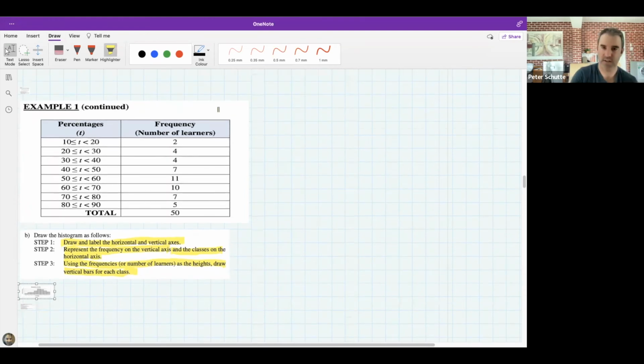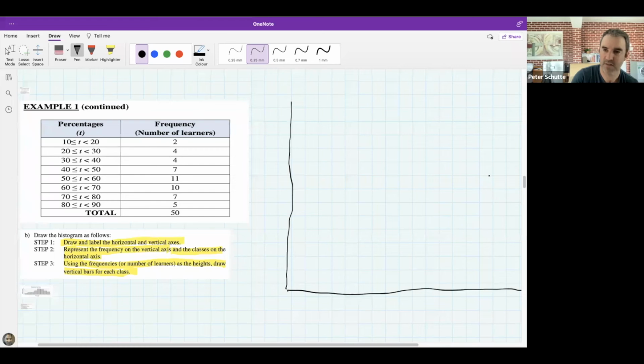So step one should always be basically to draw your axes. I'm not going to draw the whole graph for you because I'll bring the answer up, but you're going to have some sort of vertical axis and some sort of horizontal axis.